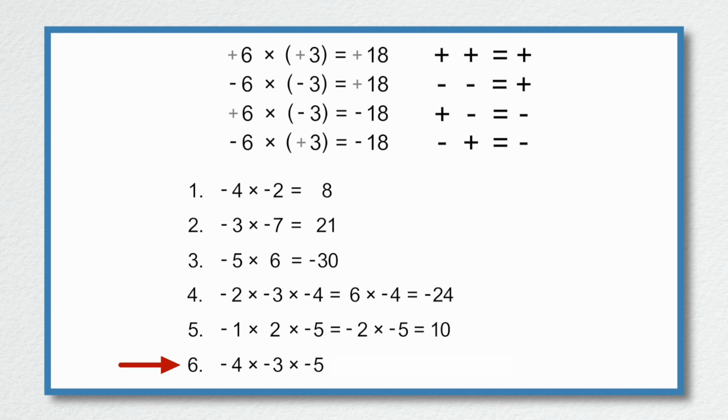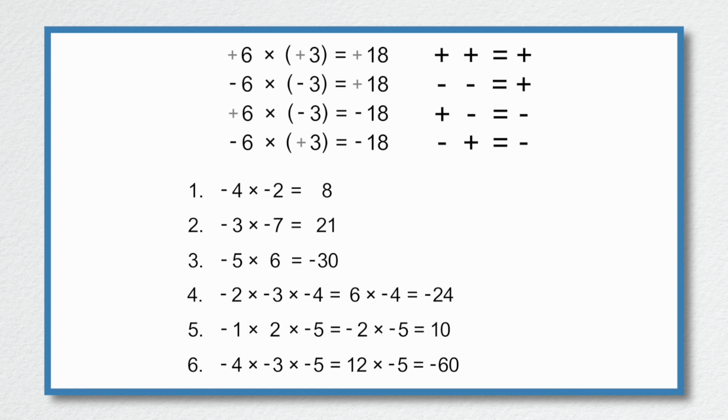And finally, we've got negative 4 multiplied by negative 3 multiplied by negative 5. Well, 4 multiplied by 3 multiplied by 5. 4 times 3 is 12. 12 times 5 is 60. And we've got a negative multiplied by a negative multiplied by a negative is going to produce a negative answer. So the answer to question 6 is negative 60.